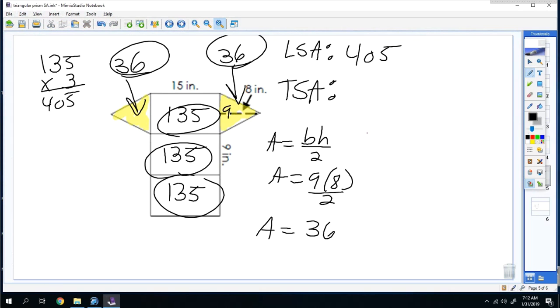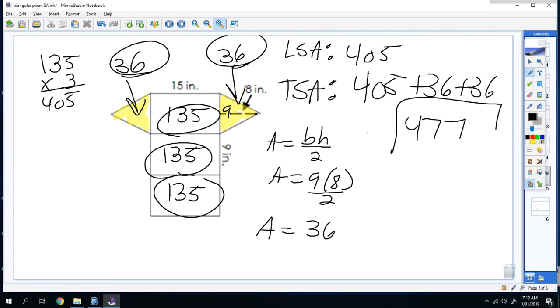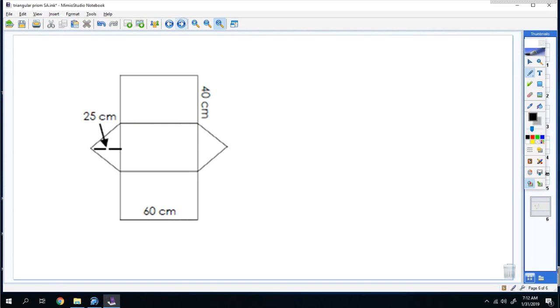Okay? So I'm going to take my lateral surface area, 405, and add both 36s to it, which is the same thing as adding 72. And you get 477 as your total surface area for the entire triangular prism. Again, when we were doing this homework, a lot of people forgot to divide the triangles by 2. Be careful. All right, one more.